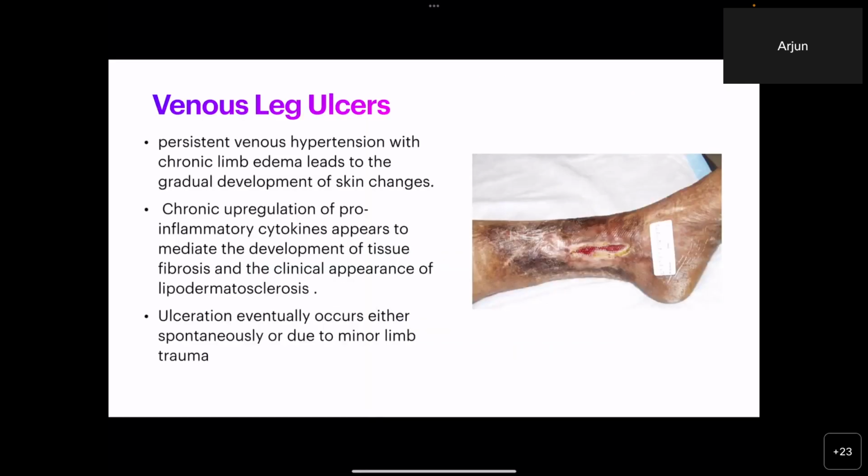Coming to venous leg ulcers, persistent venous hypertension and chronic limb edema lead to the gradual development of skin changes. Chronic upregulation of pro-inflammatory cytokines appears to mediate the development of tissue fibrosis and the clinical appearance of lipodermatosclerosis. Ulceration eventually occurs either spontaneously or due to chronic limb injury.